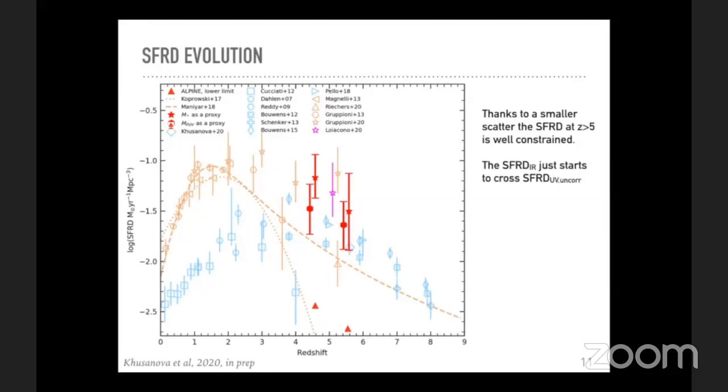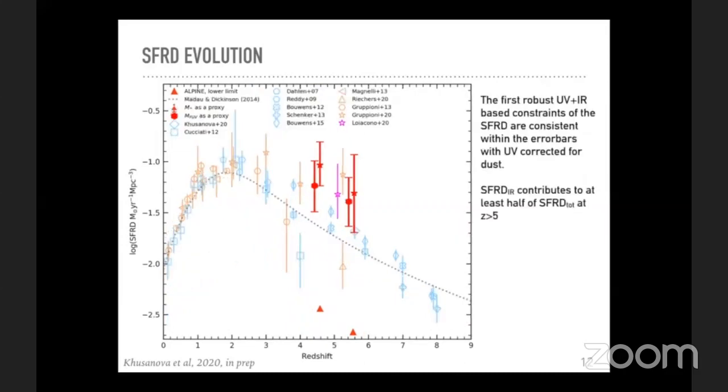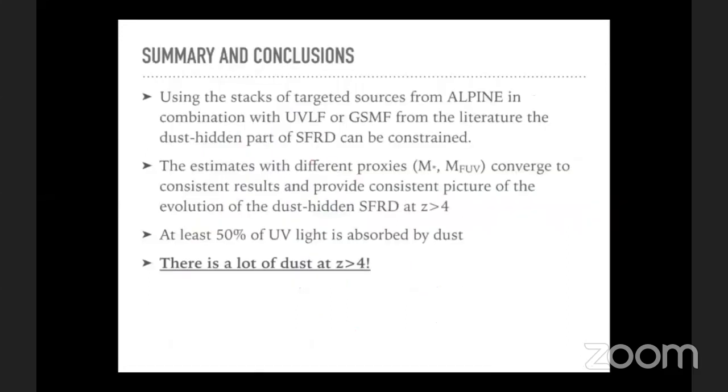And if we extrapolate the results, we can see that there is a very high contribution from the infrared. And if we compare the dust hidden contribution to star formation density with the total star formation density at these redshifts, then we can see that the infrared contributes to at least half of the total star formation density.